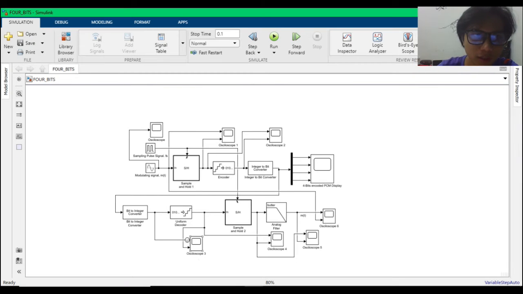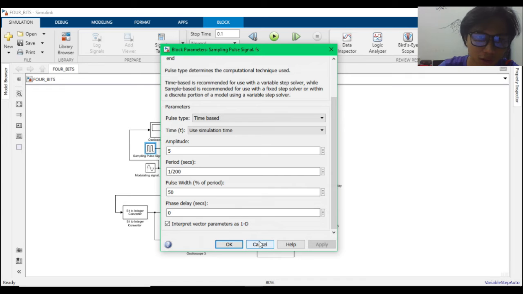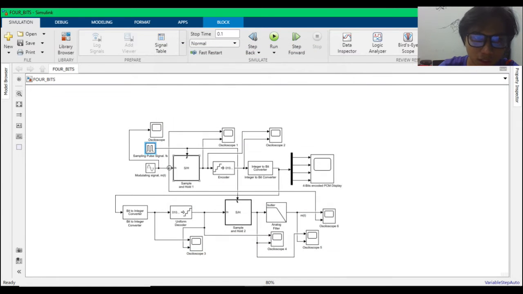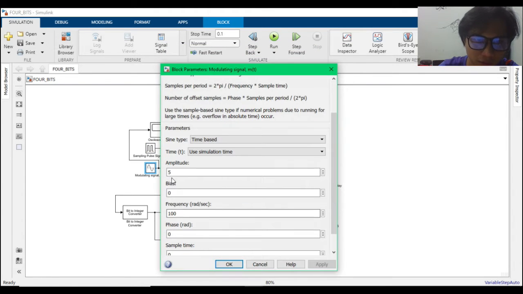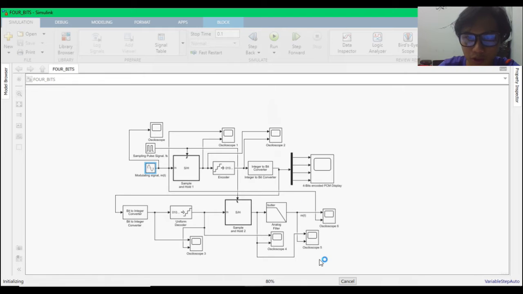Hello everyone, so this is our design for part A, part B and C. For part A, the simplified signal is 200, already given by the lecturer. Then 50 for the white, the modulating signal of course is 5, and 100 is from the formula given by the lecturer. So I will run the simulation here.